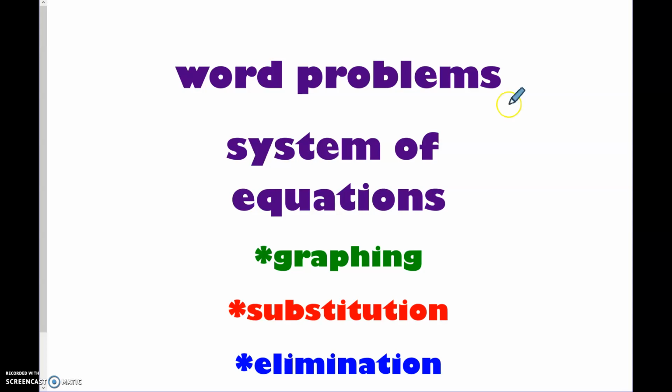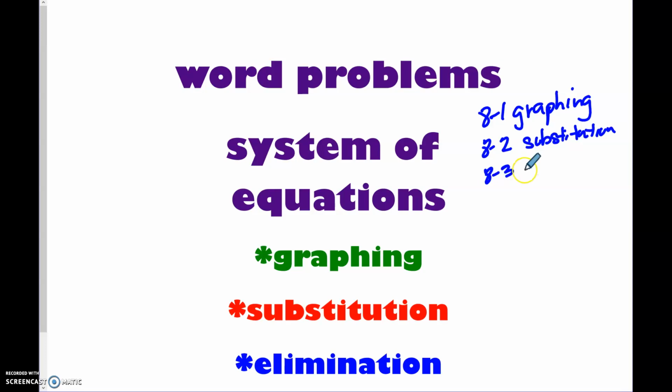So far we have covered section 8-1, which was solving a system by graphing. In 8-2, we were solving systems by using the method called substitution. And then in 8-3, we began a new process called elimination. And what we're going to talk about today is systems, okay?